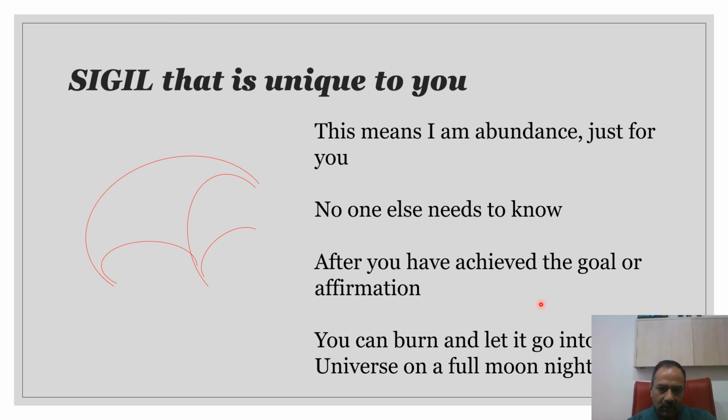After you achieve the goal, what you need to do is, this is normally written on a paper and you see it every day, or you can write it on a paper, fold it and keep it under a crystal. You can burn it and let it go once you have achieved the affirmation or the goal. On a full moon night, you burn it and let it go into the universe. The ashes you let go into the universe. So this is a very simple way to draw a sigil and use a sigil and burn it whenever your thing is done.